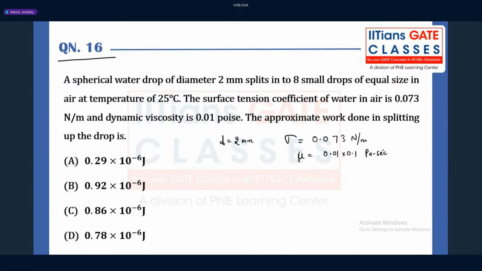Then what they have mentioned, guys? Approximate work done in splitting into 8 small droplets. So you need to remember the formula directly, guys. Work done for splitting into 8 small droplets. So what is the formula? 4 pi r square into sigma into n minus n to the power 2 by 3, where r is the small droplet radius.